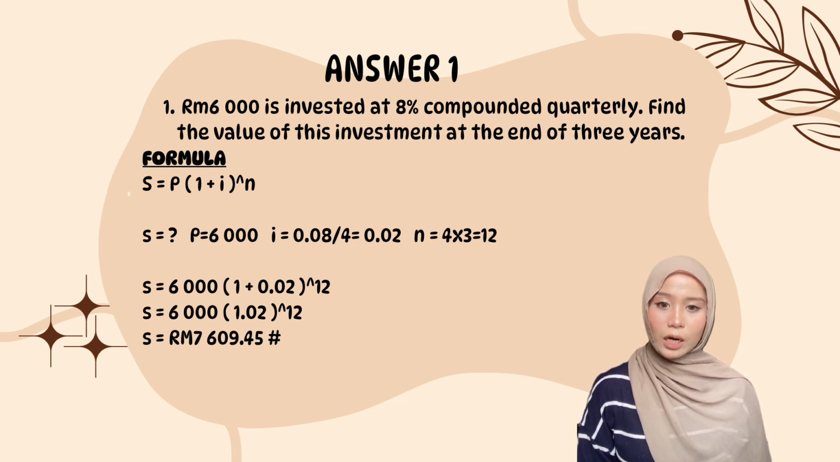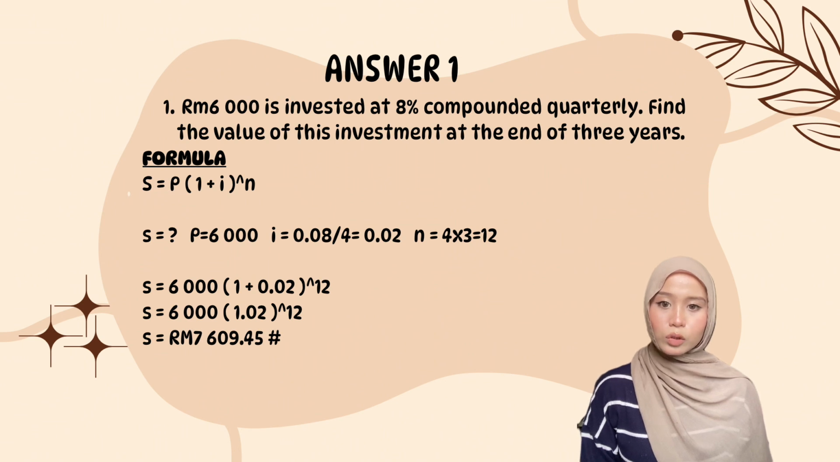Let's say we invest RM6,000 at an 8% annual interest rate, compounded quarterly, and we want to find its value after 3 years. Now, let's figure out how to calculate it. We'll use the compound interest formula. The formula is S equals P(1 plus I) to the power of N, where P is 6,000. To get I, we divide the annual rate 0.08 by 4 since it's compounded quarterly, so I equals 0.02. For N, we multiply 4 by 3, which gives us 12 periods.